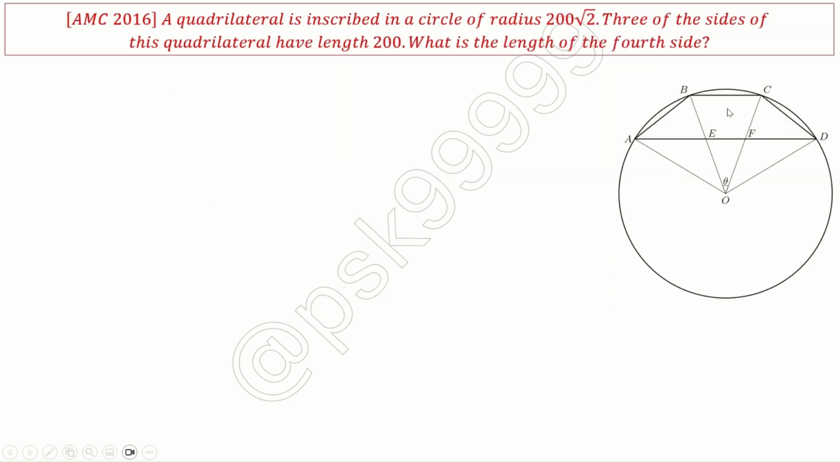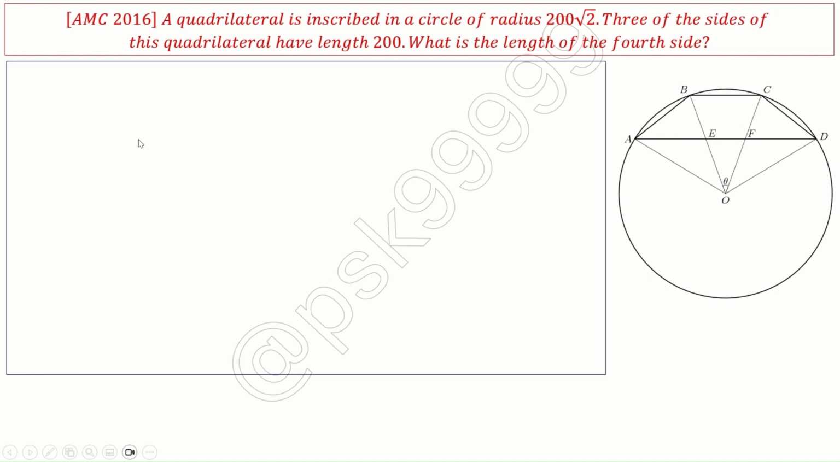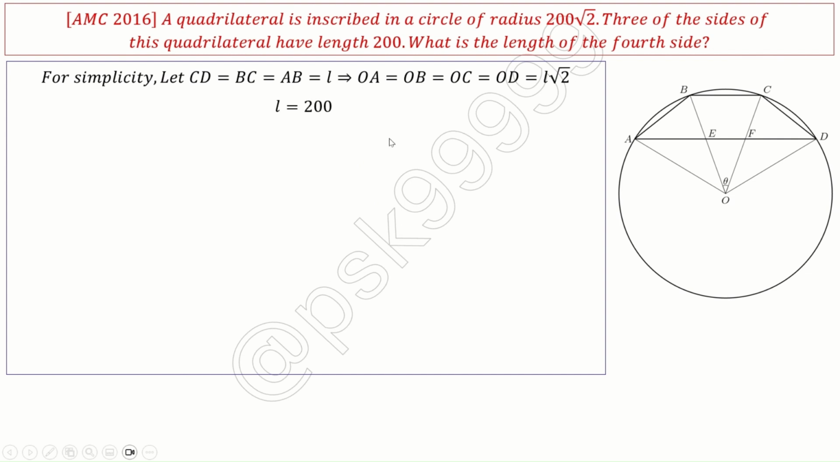Same problem. Only thing is, for trigonometry, an angle should be there. So I am calling the angle subtended by each chord theta. So this is theta, theta, theta. So angle AOD is 3 theta, angle BOC is theta, correct? This problem is very simple actually, with all the same information. I'll call each side L and the radius L root 2.